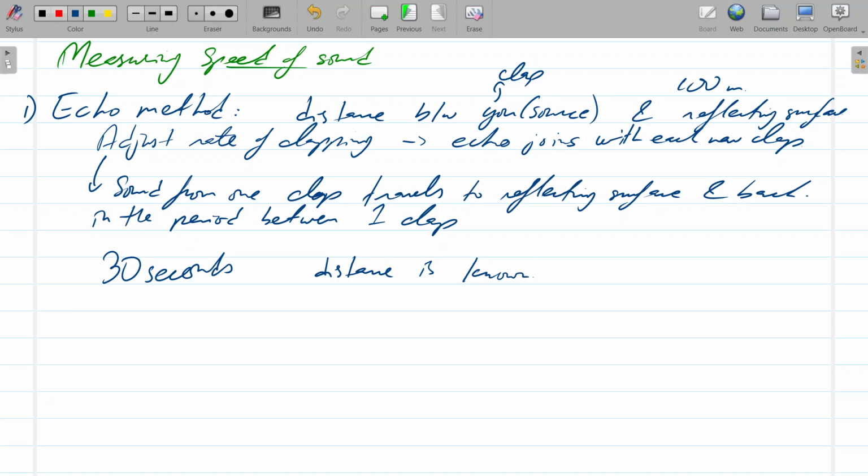And so what I'm going to do is, the speed of the sound wave is twice the distance, because the sound wave from the clap is going to the wall and then coming back. So it's covering double the distance, right? And divided by time. Speed is distance over time.